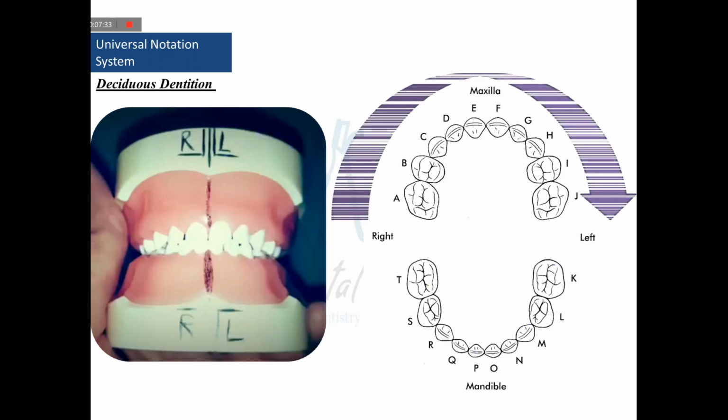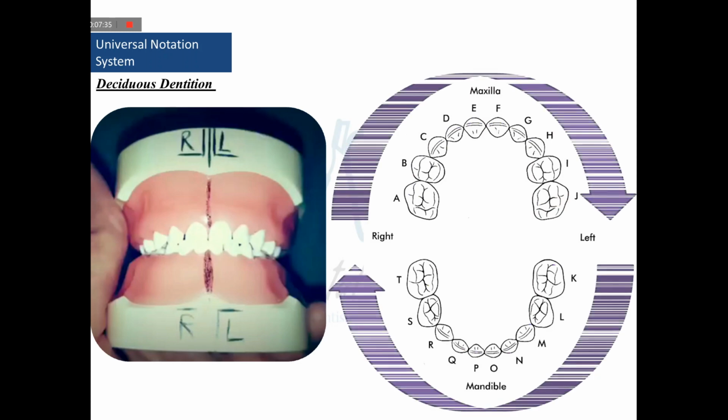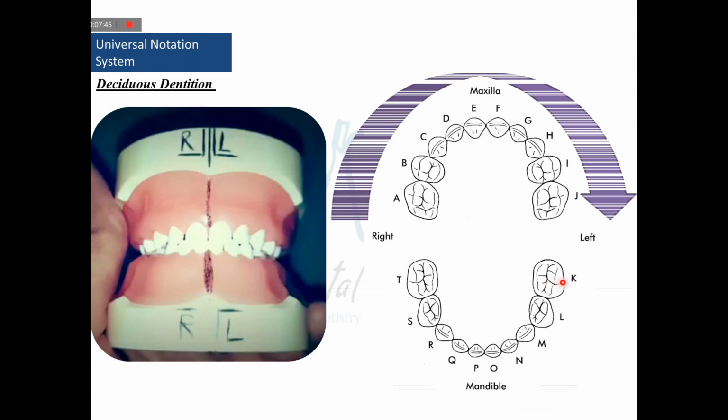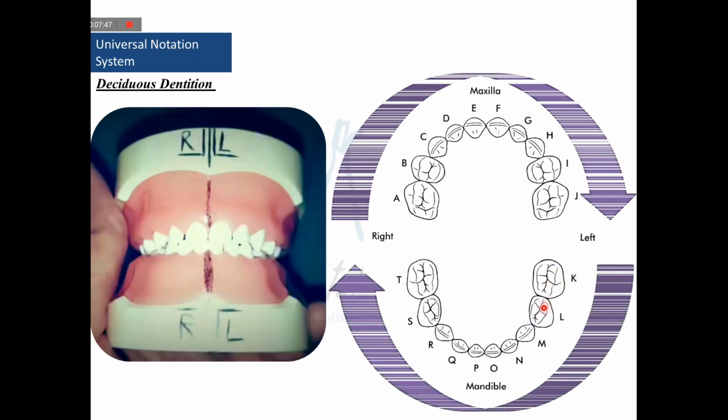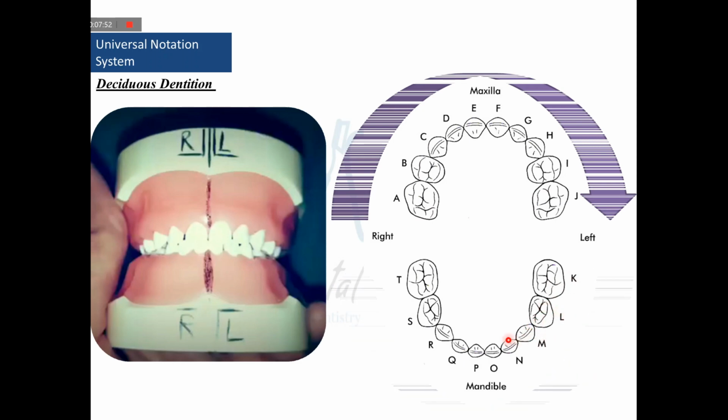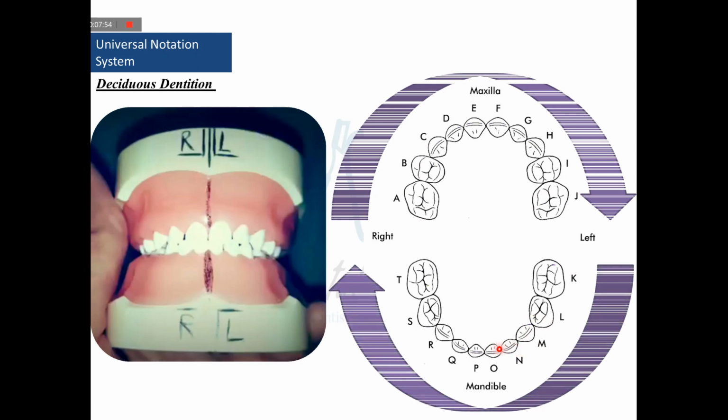Now we shift towards the mandibular arch in a clockwise direction, and we can see we started to count the teeth from the left second molar and labeled it as K, the first molar on the left hand side as L, M for the canine, N for the lateral incisor, and O for the central incisor of the left hand side.